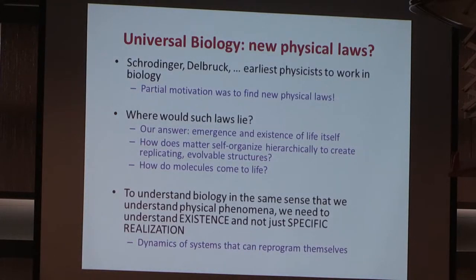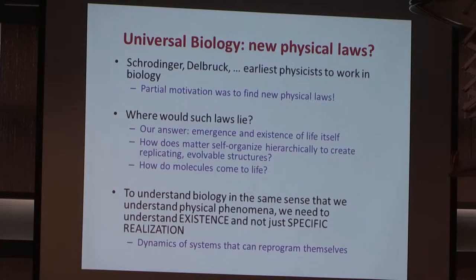So what is the message? Well, when you think about universal biology, you want to think in a similar way about what is the abstraction of which the biology that we see is the representation. Now, Schrödinger and Delbrück were the earliest physicists to work in biology, and their partial motivation was to find new physical laws. In fact, they thought the new laws would be laws of quantum mechanics, which may or may not turn out to be true, but that was their motivation. From my perspective, and indeed Carl Woese's, we didn't really feel that the new physical laws would come from quantum mechanics and so on.